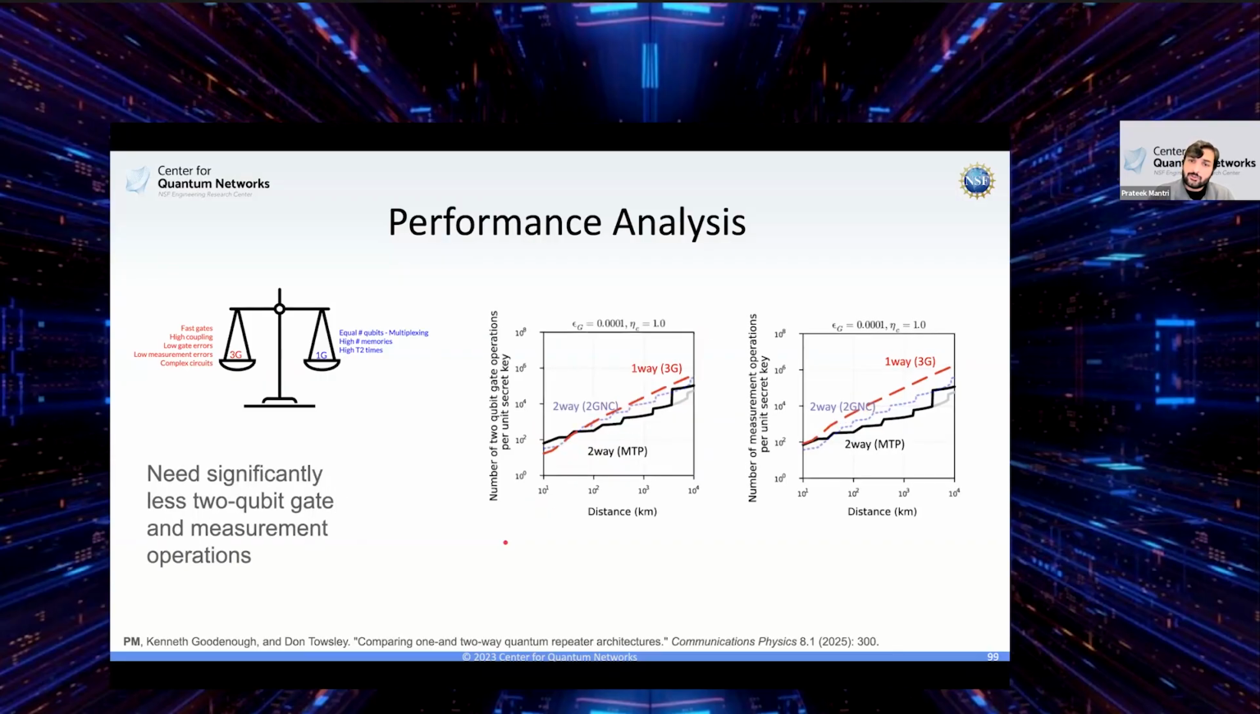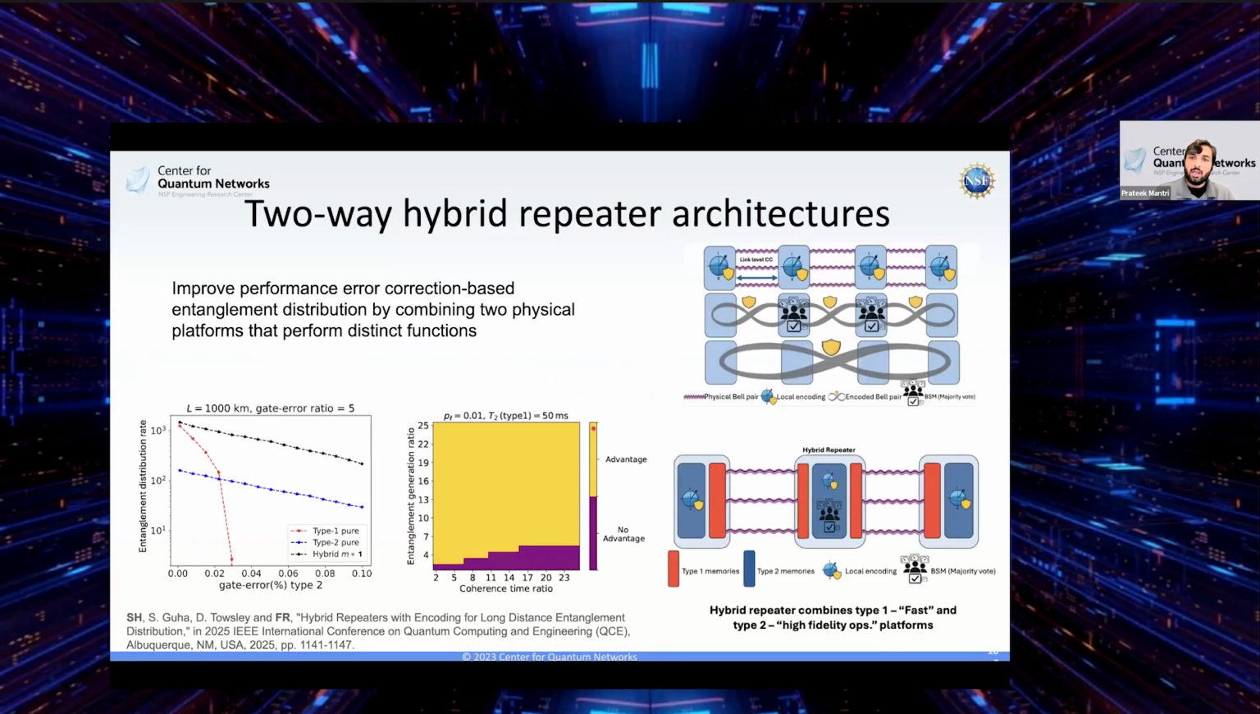And the same also goes for two-qubit gate and measurement operations. So you require fewer measurement operations and fewer two-qubit gates when you're using the two-way scheme compared to the third generation and the second generation schemes. Now, we saw that the two-way MTP scheme, the multiplex two-way protocol, requires all these different memories. So memory becomes an important factor when we are looking at these two-way architecture performances.